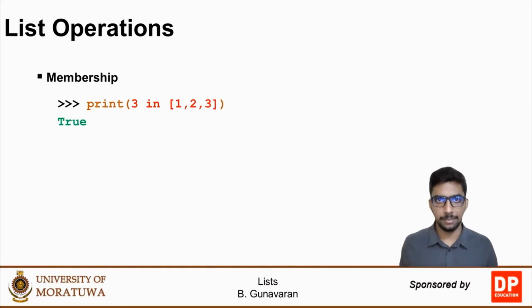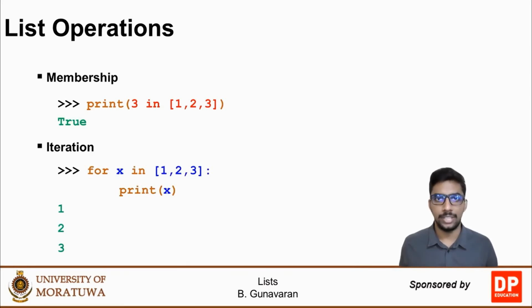The next operation is membership. The idea is to check whether a value is available in the list. In the given example, you can see that we are using the in operator to check membership. The statement 3 in [1, 2, 3] checks whether the value 3 is available in the list. Since the value is available, it returns true. If the value is not available, it will return false.